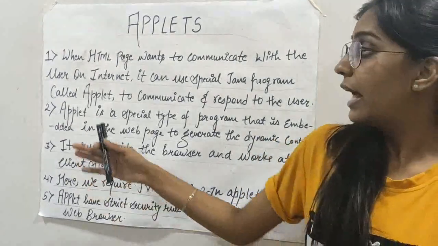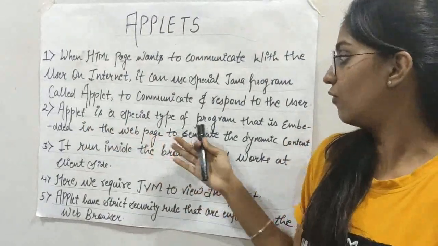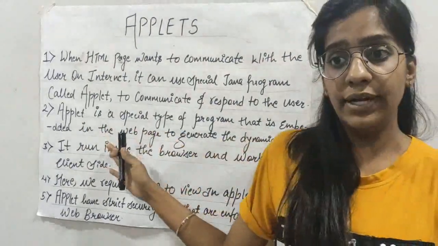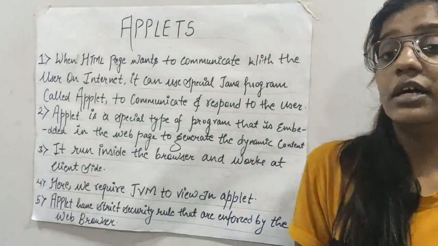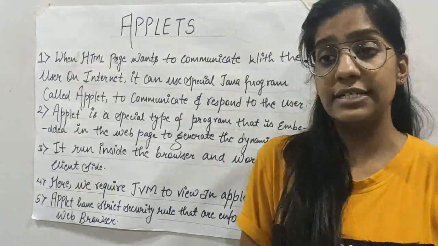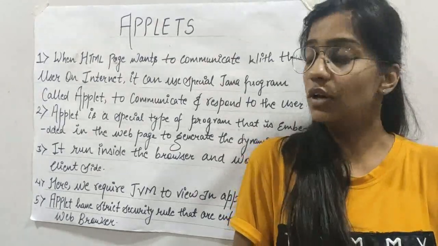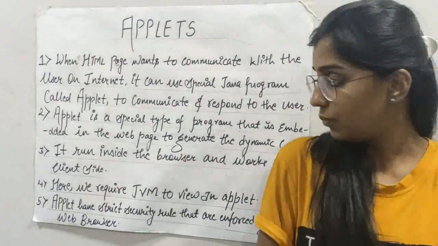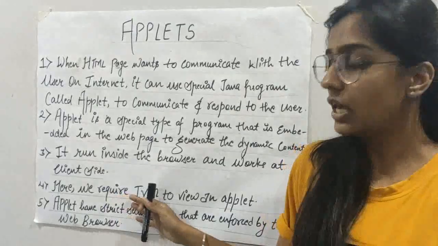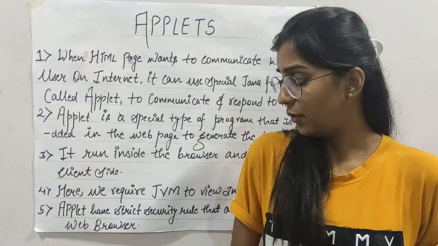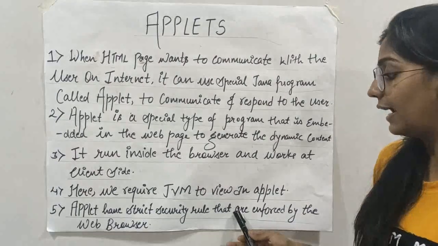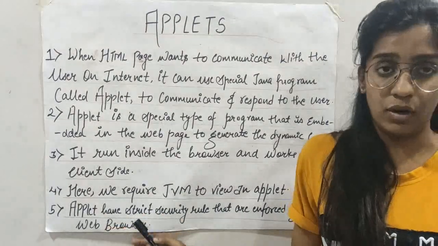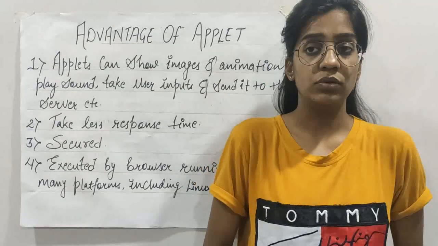Second point, an applet is a special type of program that is embedded in the web page to generate dynamic content. Third point, it runs inside the web browser and works on the client side. Fourth point, we require a JVM to view an applet. Applets have strict security rules that are enforced by the web browser. We have discussed applets.